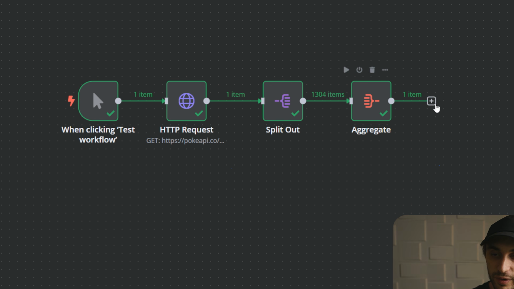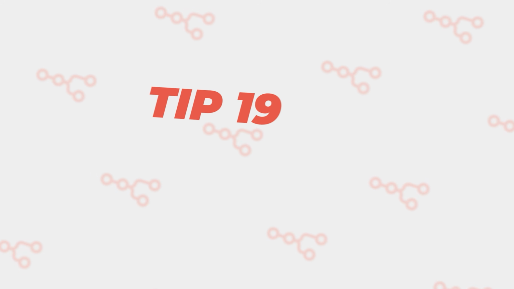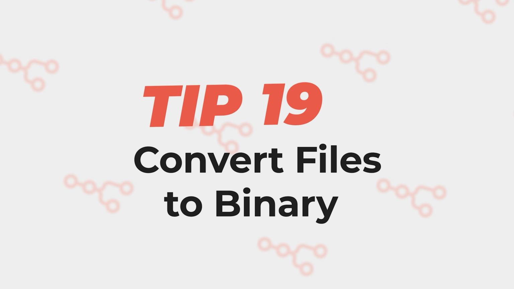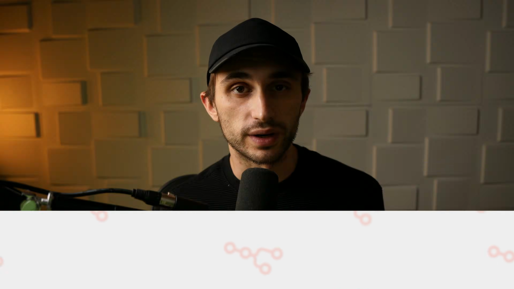So now we can perform an operation on those names and we don't need all of those URLs in there. Tip number 19 is to convert your files to binary. A lot of times, different programmatic operations that you're going to need to run can't accept just a normal image, audio, or video file. They need to receive it in binary.